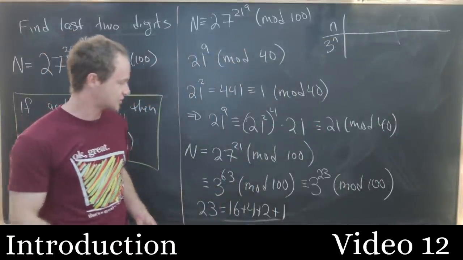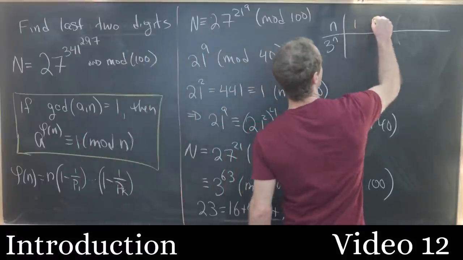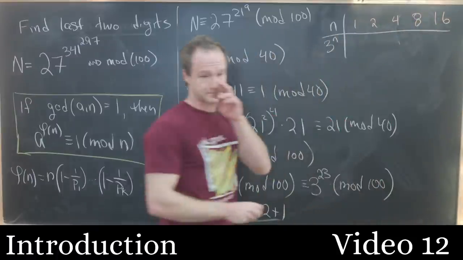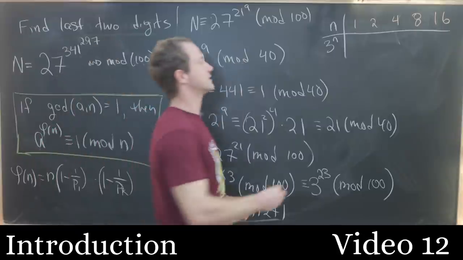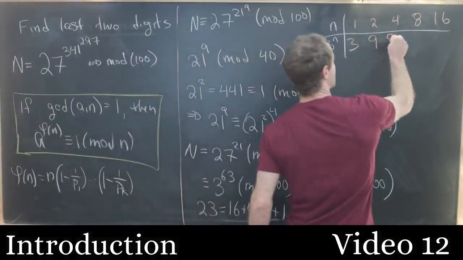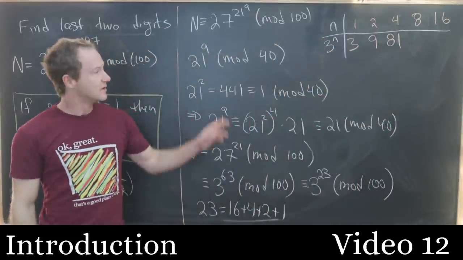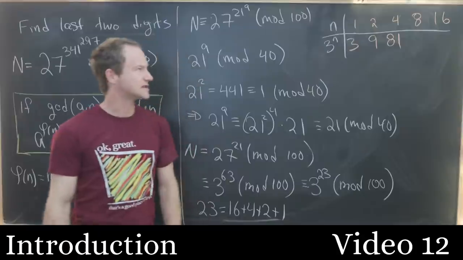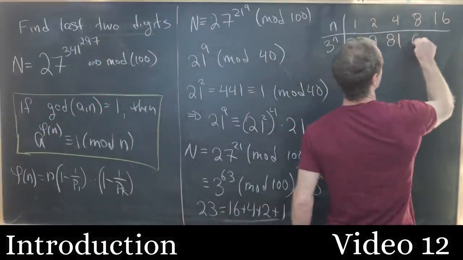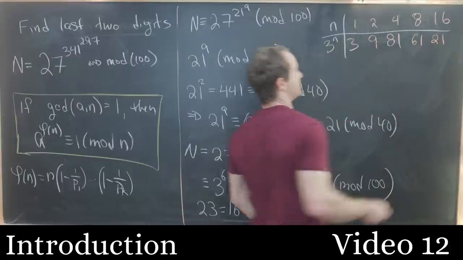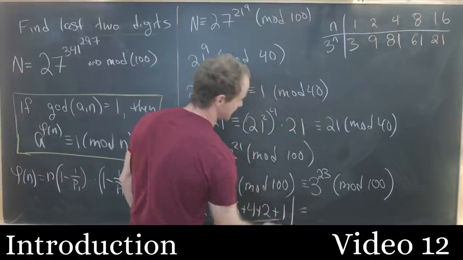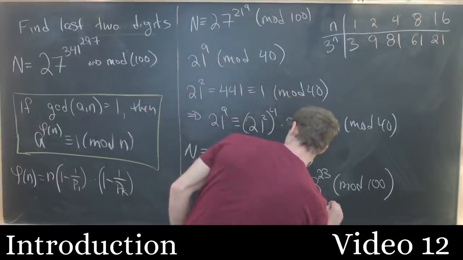Okay, so I did this calculation kind of on its own. 1, 2, 4, 8, 16. So 3 to the 1 is 3, 3 squared is 9, 3 to the 4 is 81, we can't reduce that mod 100. 3 to the 8, well that's going to be 81 times 81, and then you reduce it mod 100, so that's just a calculation. What you end up with is 61, and then 3 to the 16 ends up being 21.